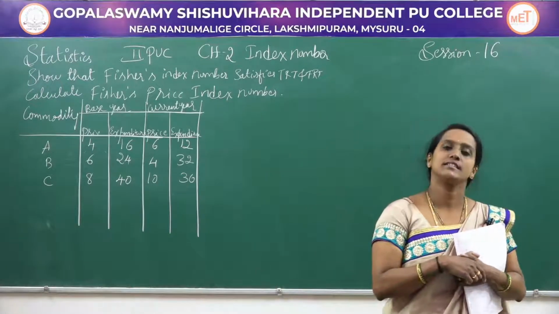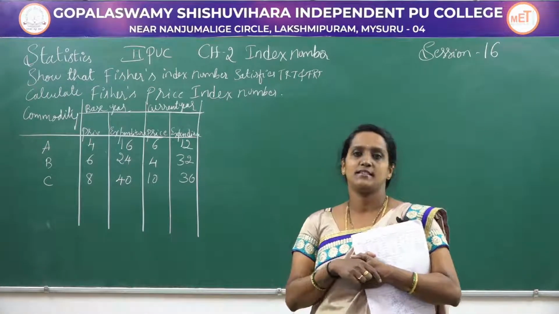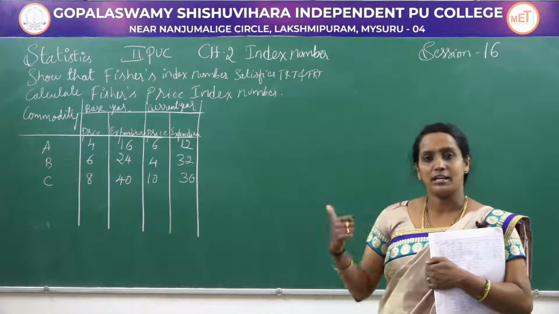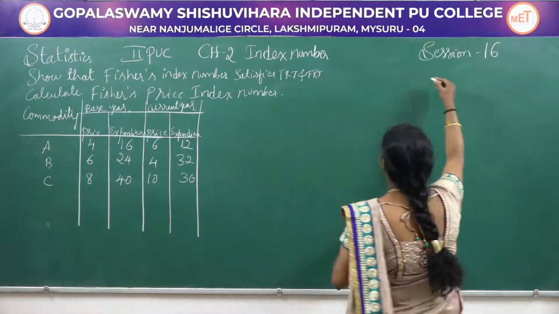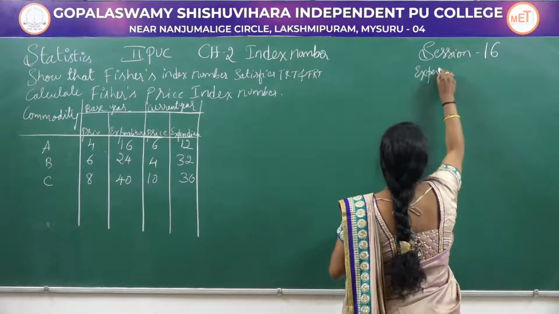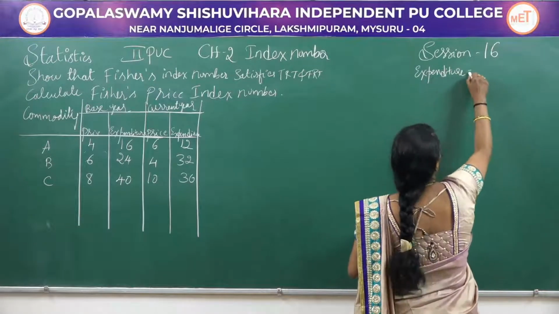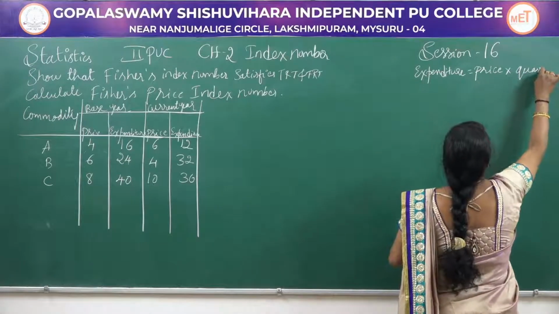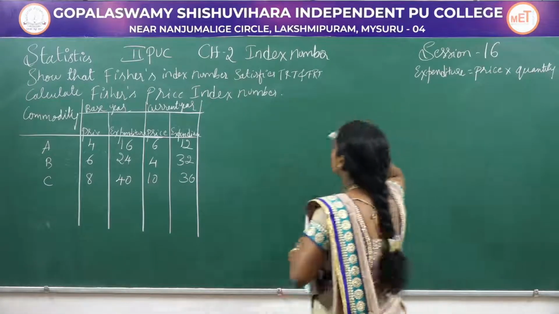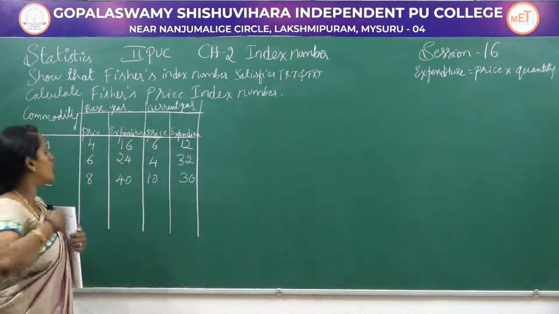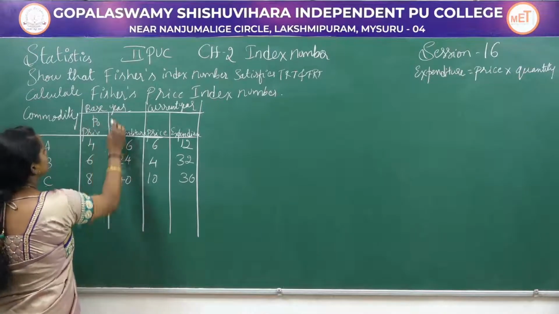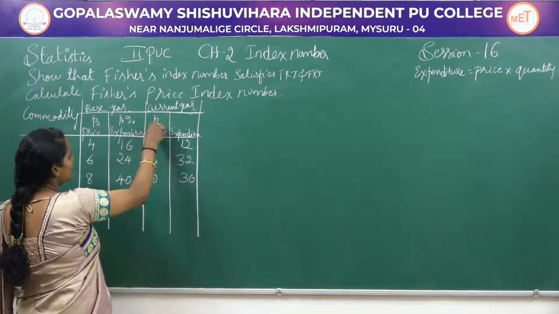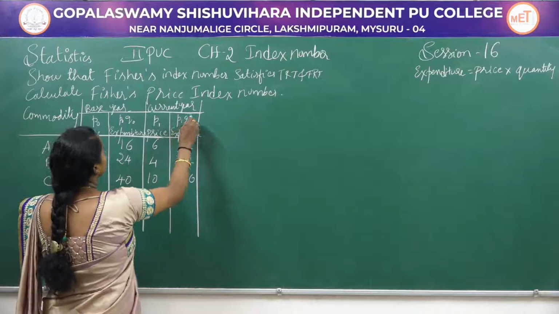We know that expenditure is nothing but the product of price and quantity. So here they have not given the quantity, that we have to find out now. First I will write what we mean by expenditure. Expenditure is equal to price into quantity. First we have to denote the base year price as P naught, base year expenditure P naught Q naught, current year price P1, current year expenditure P1 Q1.